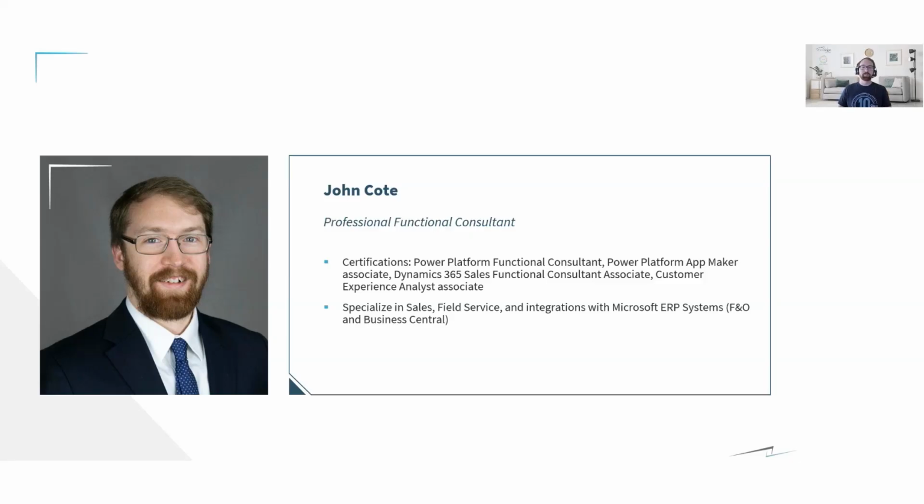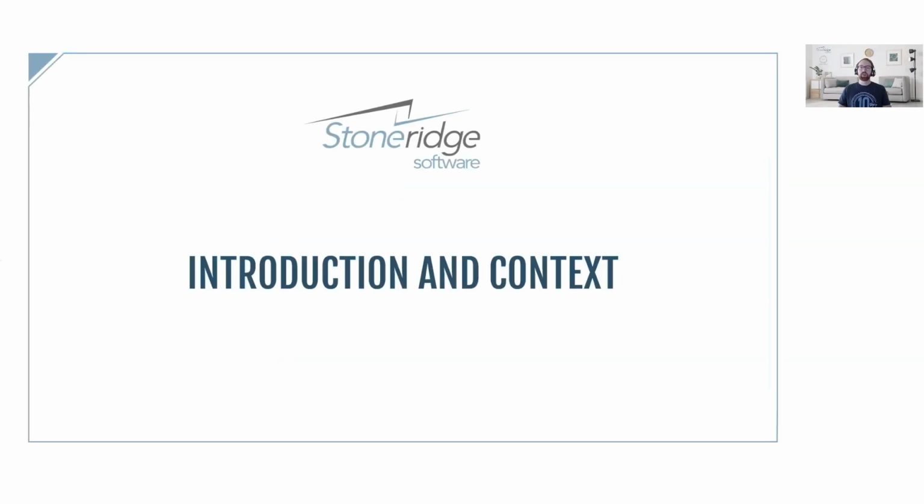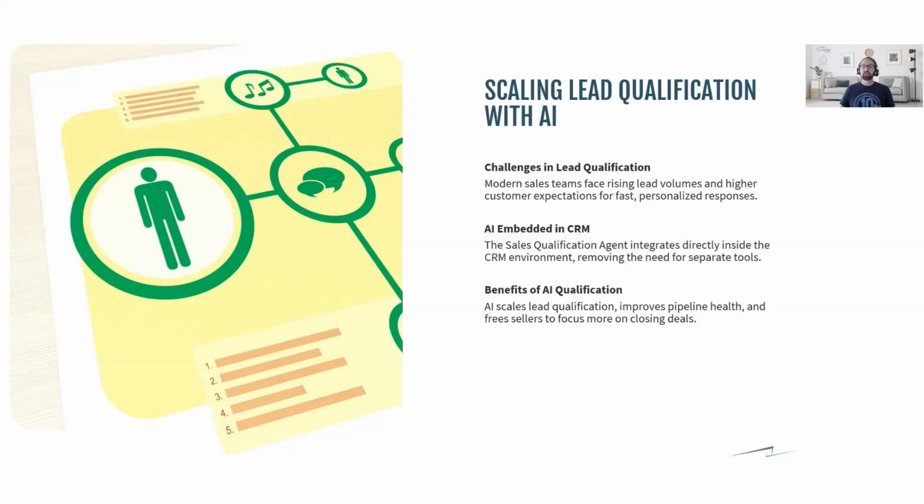So what is the Sales Qualification Agent and what is it capable of here? Really, it helps you scale lead qualification, emailing, and handing off all of your leads using AI that's embedded right into your system. So you don't have to pull in any outside tools or anything like that. You will be able to configure this within Dynamics, which I will show you today. And it has access to your system data to make things a lot more personalized and a lot more effective.